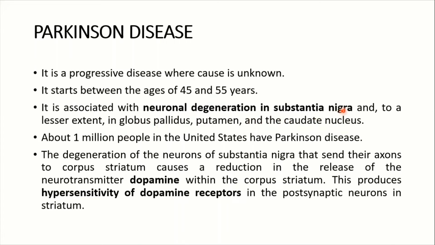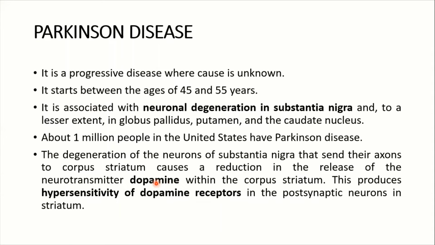The substantia nigra defect. Substantia nigra is a structure situated in the midbrain. I told you and discussed with you in the previous lectures, and also in one of my lectures on midbrain anatomy. So about 1 million people in the United States have Parkinson disease. I told you already, it's quite common in the United States of America. 1 million people, quite a big number, large number. The degeneration of the neurons of substantia nigra that send their axons to corpus striatum causes a reduction in the release of the neurotransmitter dopamine, right? So this is a neurotransmitter involved, right?